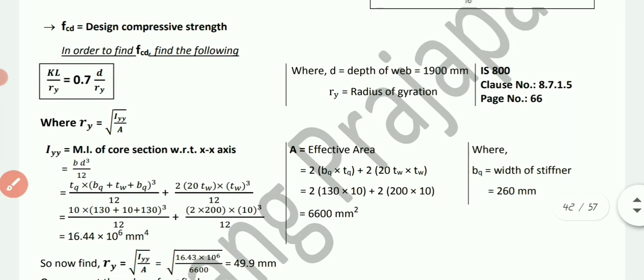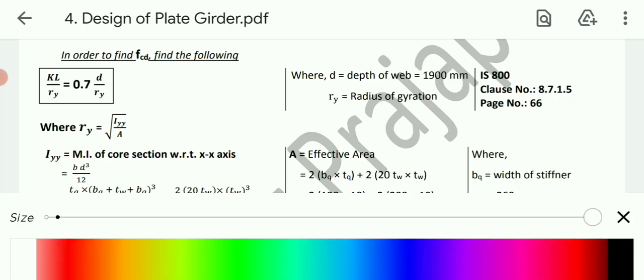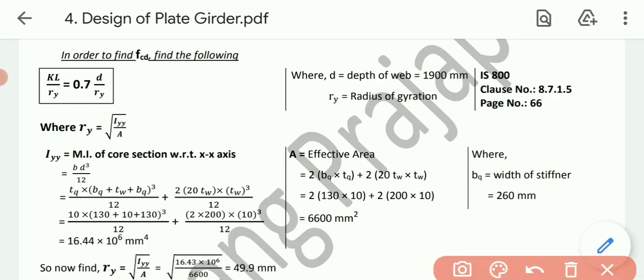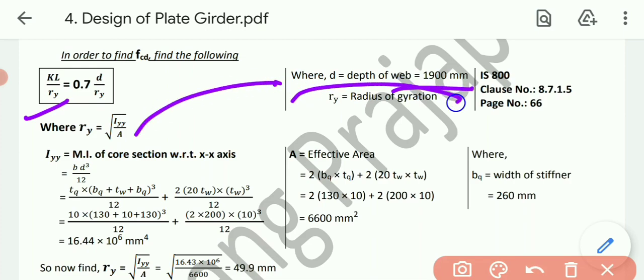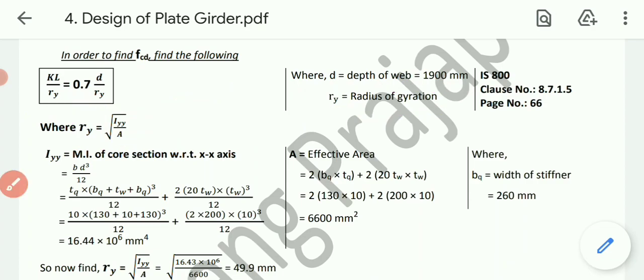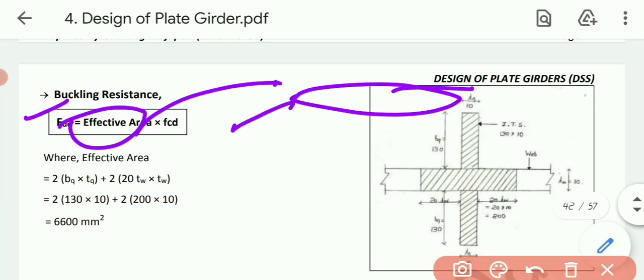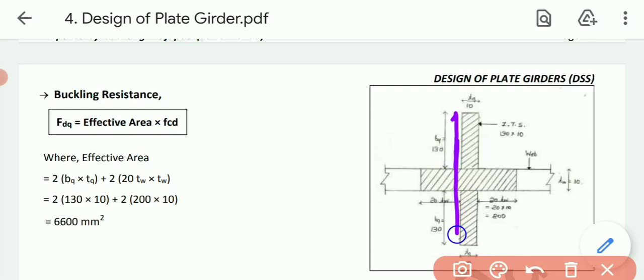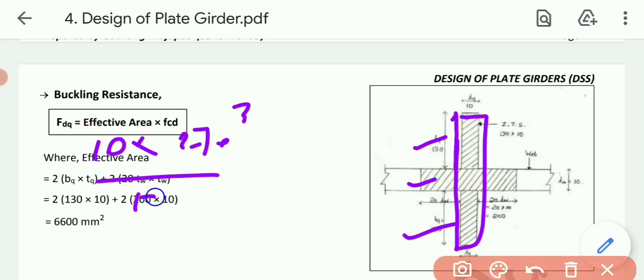In order to calculate FCD, we need to calculate the slenderness ratio, that is KL by RY, 0.7 D by RY. D, depth of web, is 1900. RY, radius of gyration, we all know is root of I by A. So we need to calculate I as well as area. Let's calculate I for the whole section. We can say BD cube by 12, so 10 into the whole depth, 130 plus 10 plus 130, say 270 cube by 12. That's the vertical one.